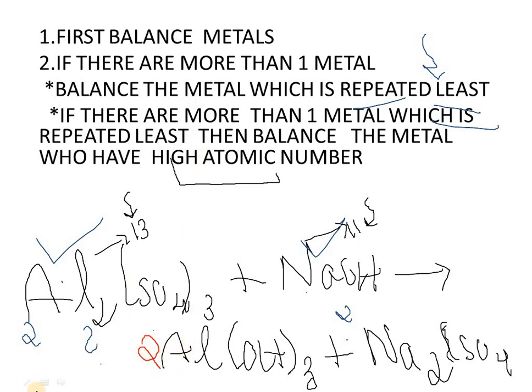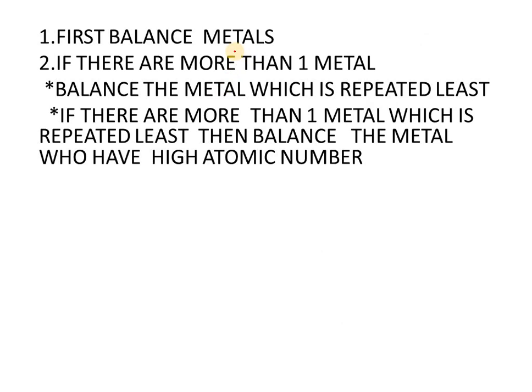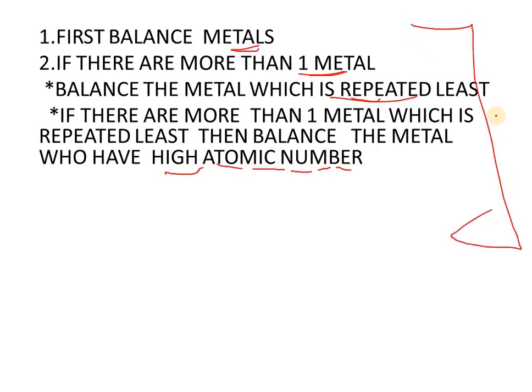So that is what the step says here. First we have to balance metal. If there is more than one metal, we have to balance that metal which is repeated the least number of times. Sometimes in that equation there can be more than one metal which is repeated the least number of times. Then we have to balance that metal which has the high atomic number. This is the case of metal.